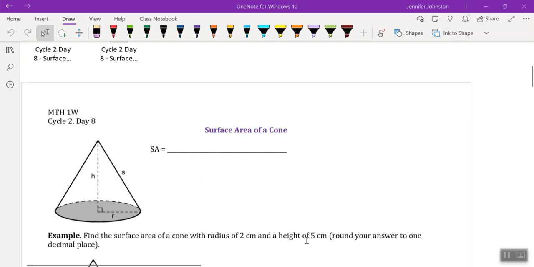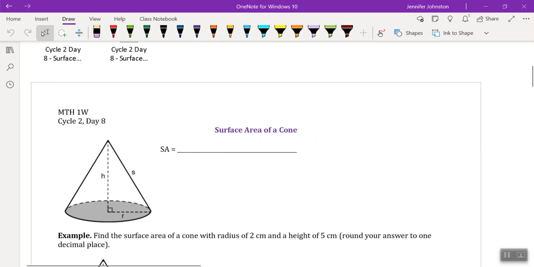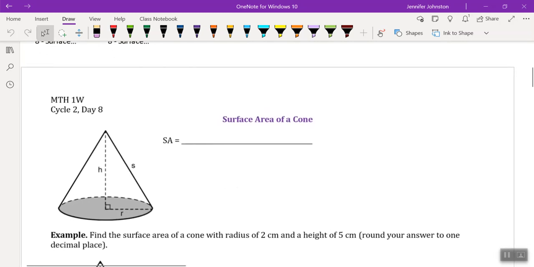All right, we're back, and here we have day 8. So we're going to be looking at surface area of a cone. So a couple of prisms this time. We did prisms last time, and then this time we're going to be looking at pyramids. They're pyramids because they look like a pyramid because they have a vertex at the very top. All right, so let's go check out the surface area of a cone.